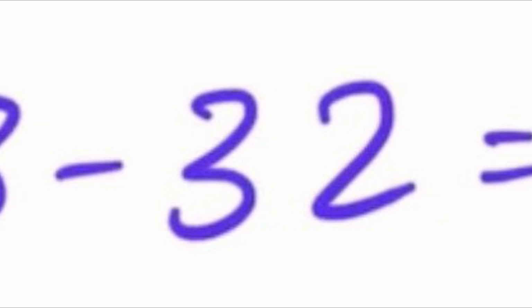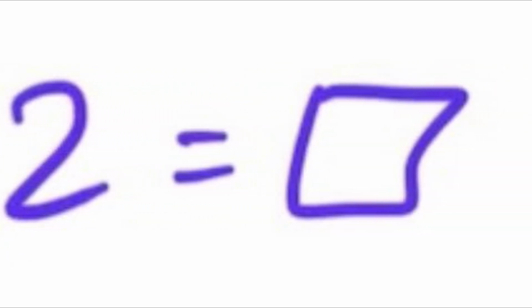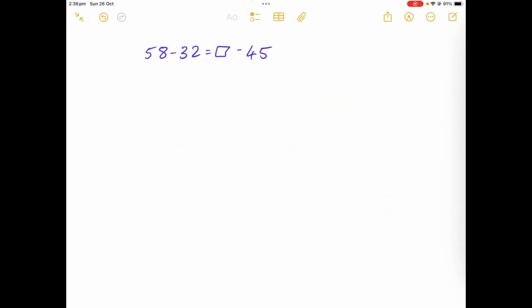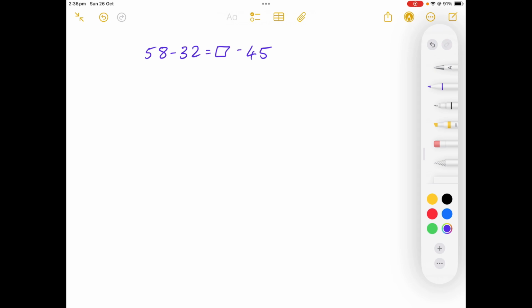58 take away 32 equals, I don't know, take away 45. Okay, here we are. This time we are doing another equation, trying to find the value of the I don't know. Hopefully you've already watched the one with addition earlier and done the reminder about balance scales. What's on one side of the balance scale has to be equal to what's on the other side, otherwise it would be unbalanced.